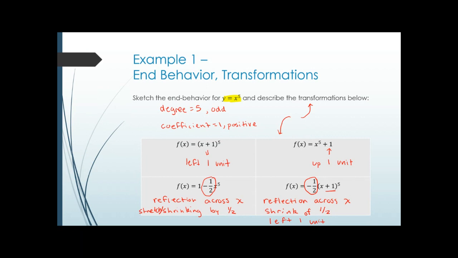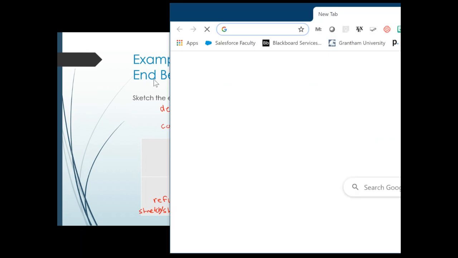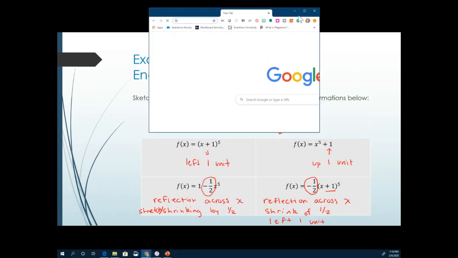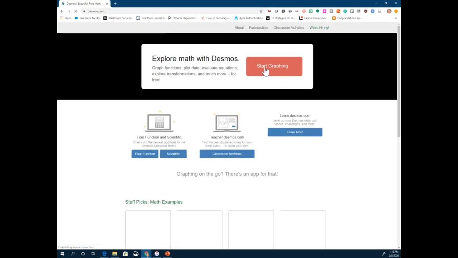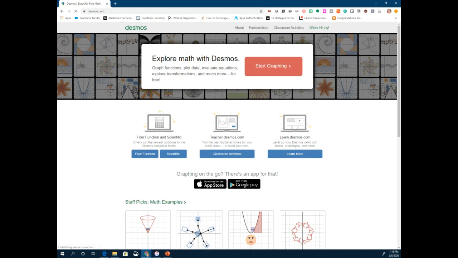Can you give me an example on Desmos of how to do this? Sure. Let me open that up. You could just use one of the examples that we already did. Just gotta wait. Desmos is being a little slow today.